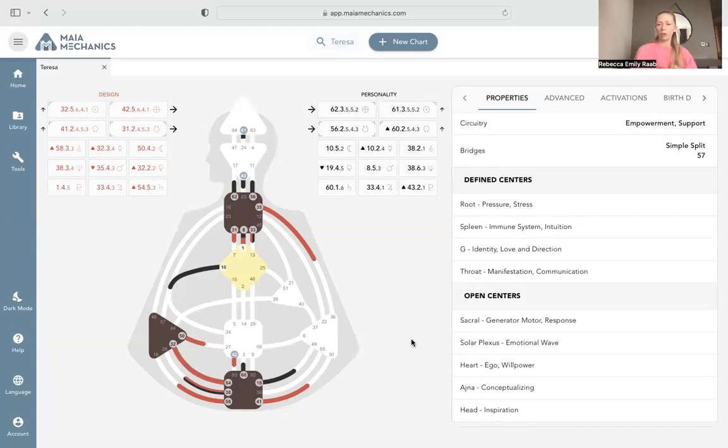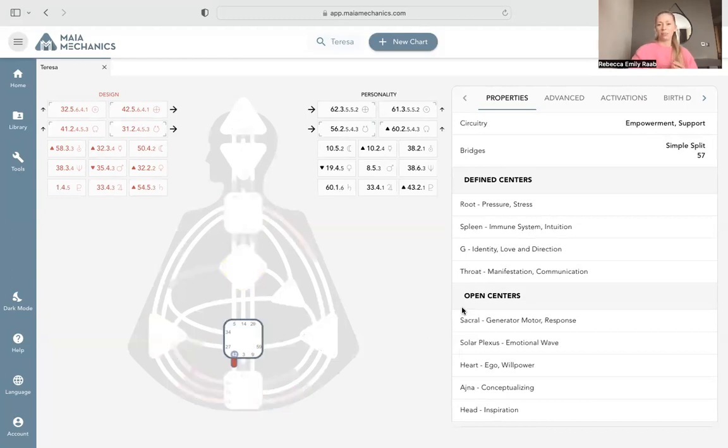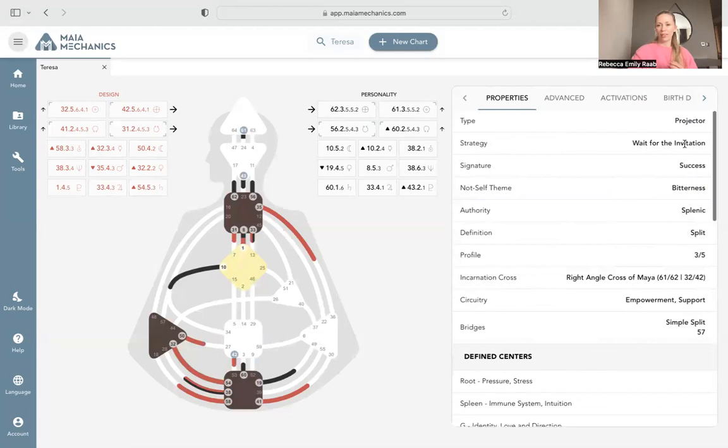So we've gone through your true self. We've gone through your not self. Now, what do we do about that? Well, for you to align back to this unique self on a day-to-day basis, it's about using strategy and authority. And as a projector, that is waiting for the invitation.